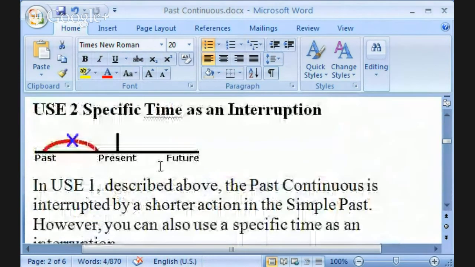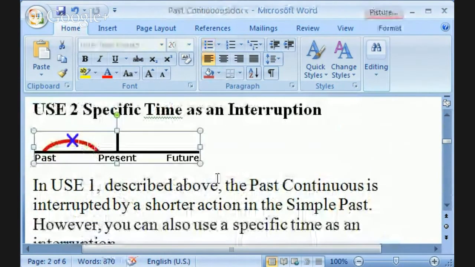All right. So in this case, notice the diagram is exactly the same. I was eating dinner is the red line. It takes a while to eat dinner. Takes duration. 6 o'clock is represented by the purple X. So it's really the same idea.